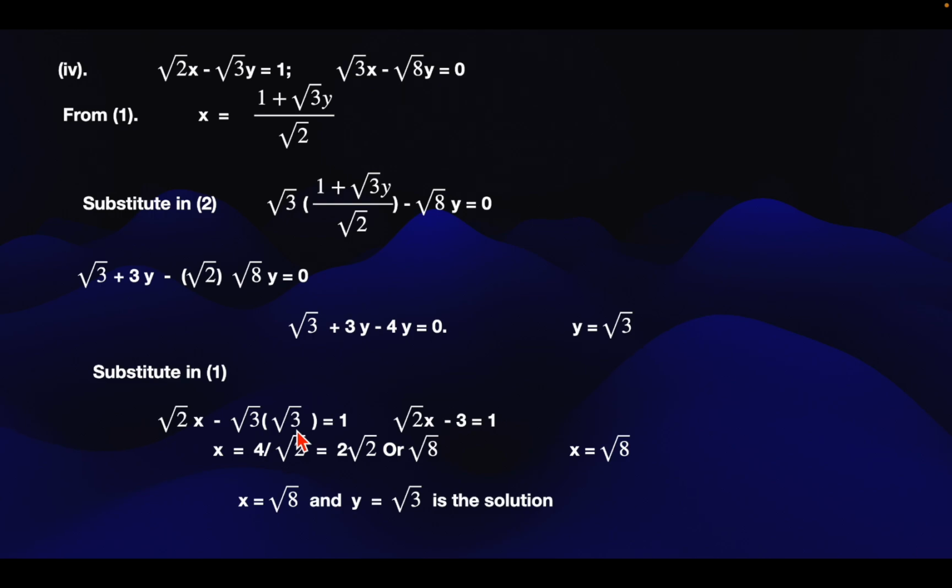Now put the value of y as root 3 in this equation 1. I have put the value here and simplified it. Root 3 into root 3 is 3. This will remain as it is, root 2x. So root 2x is equal to 4, and 4 upon root 2 is 2 root 2 or root 8. So this is the answer.